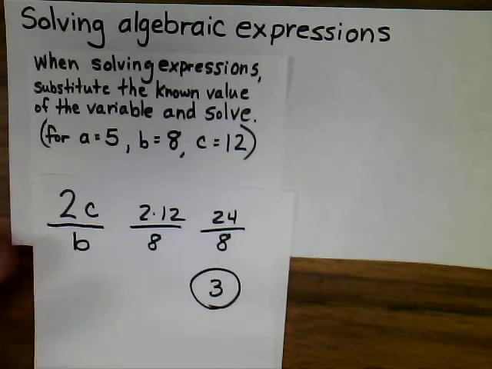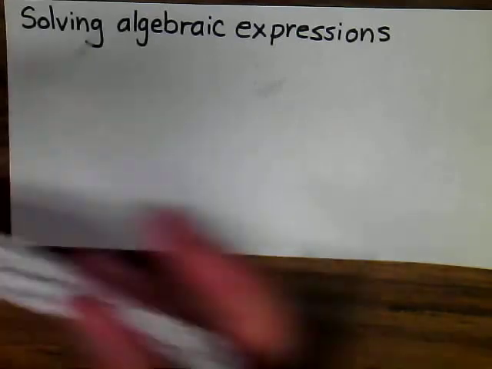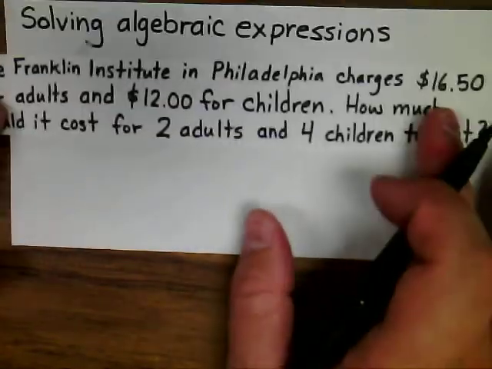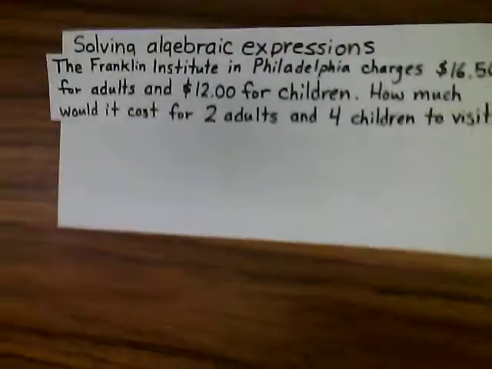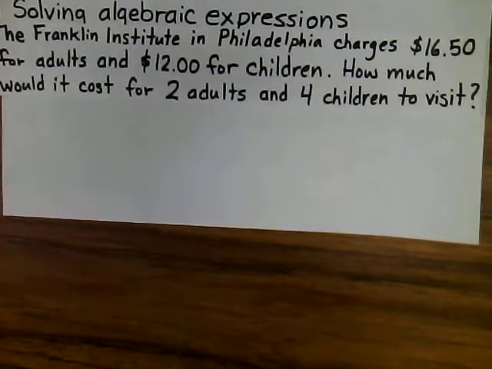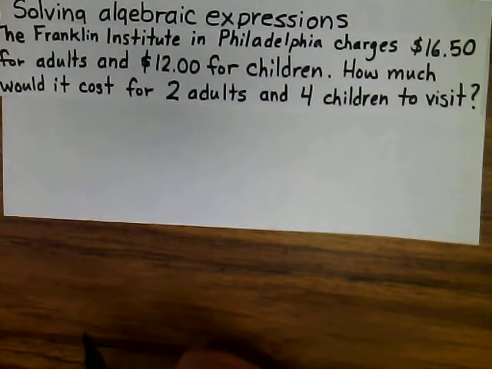So there you go. I have one word problem we're going to use in this situation, and let's go ahead and take a look at this. The Franklin Institute in Philadelphia charges $16.50 for adults and $12 for children. How much would it cost for 2 adults and 4 children to visit?